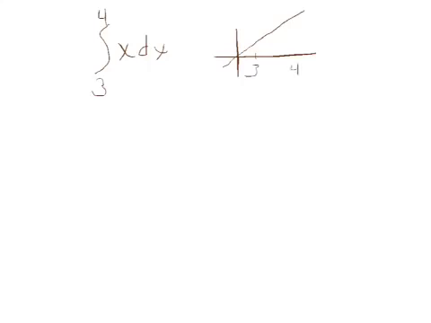We started out with a warm-up, finding the integral of x dx from 3 to 4. We found that if we graphed it, we had f of x, this is 3, this is 4. We could use the trapezoidal rule, or the area of a trapezoid, and we found that the area was 7/2.